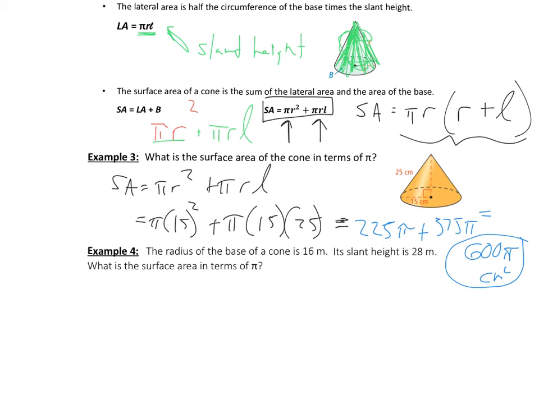So there's your answer. If you want to round it out to the nearest tenth or the nearest hundredth, you would do 600 times the pi button on your calculator. Don't just use 3.14 because that's not enough in terms of accuracy. So use the actual button on your calculator and then round in your final step. So 600 pi centimeters squared is the answer to that one.